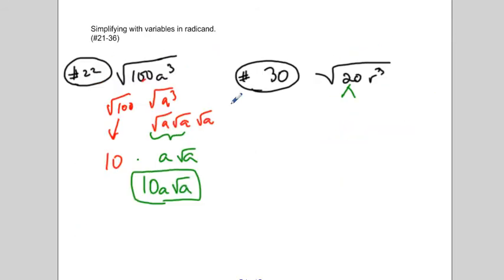Okay. Once again, try to think of perfect squares. Square root of 4, square root of 5. This is square root of r, square root of r, square root of r.